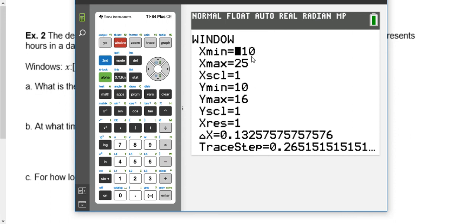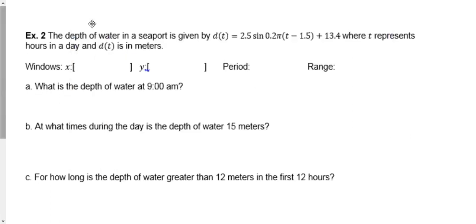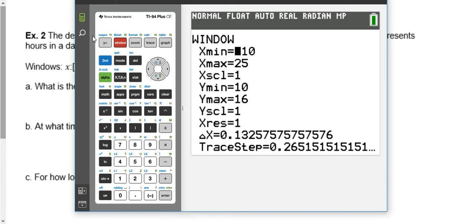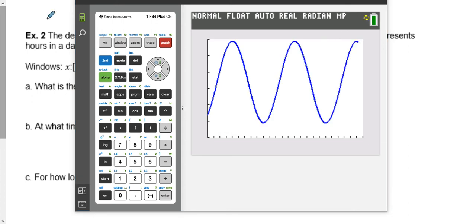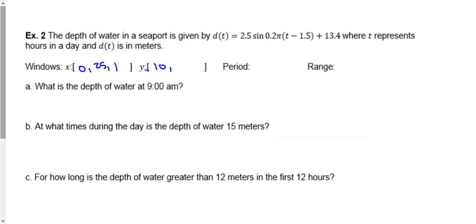So my window setting in this example, all I do is copy down my window setting. I went from negative 10, 25, 1 for my x's. Really you could have gone from 0, so I could start off at 0, 25, and 1 for x's. For y, I'm starting at 10. Did I go to 25? I honestly can't remember. 10, 16, and 1. Yep, graph still looks good. 10, 16, and 1 there for my y values.